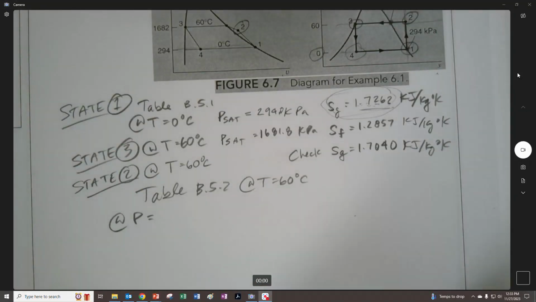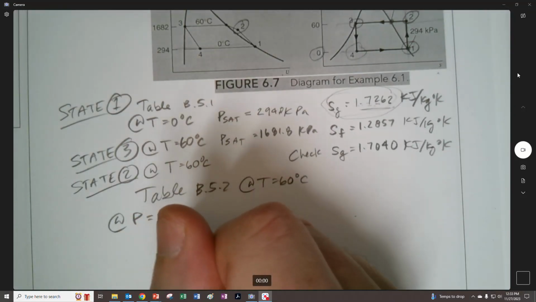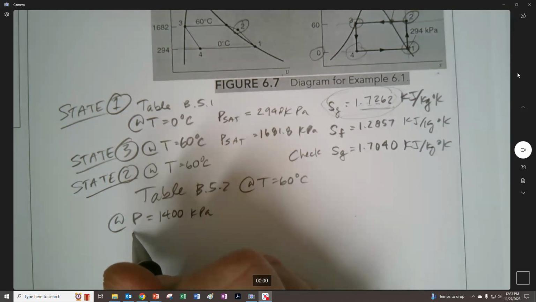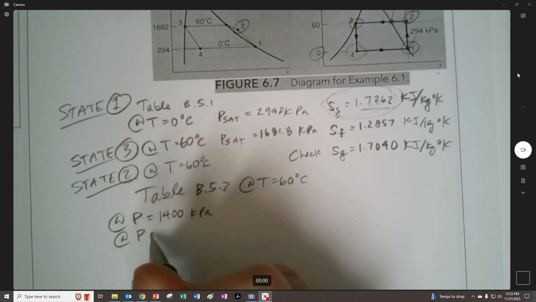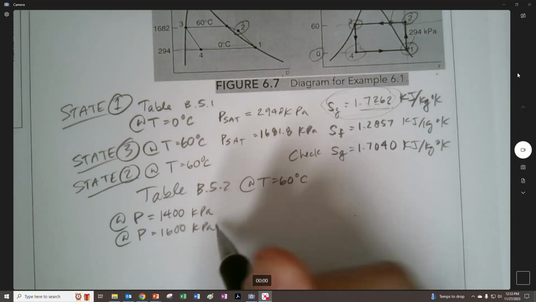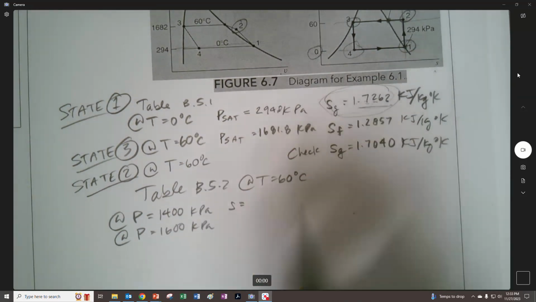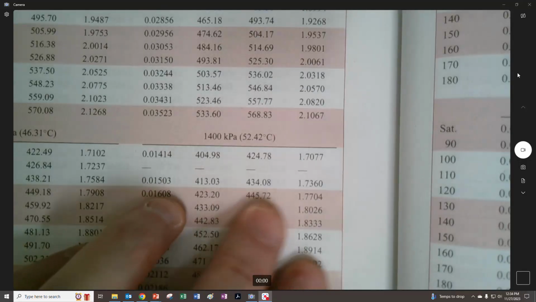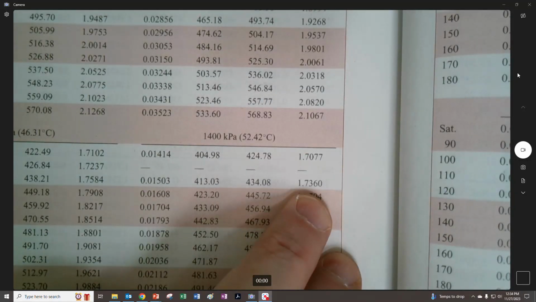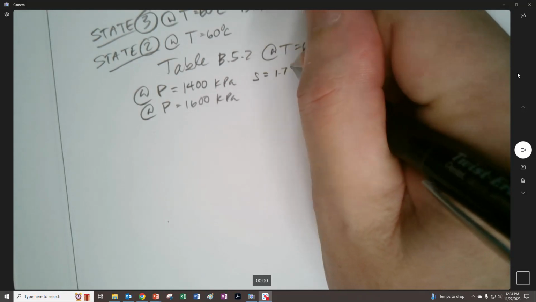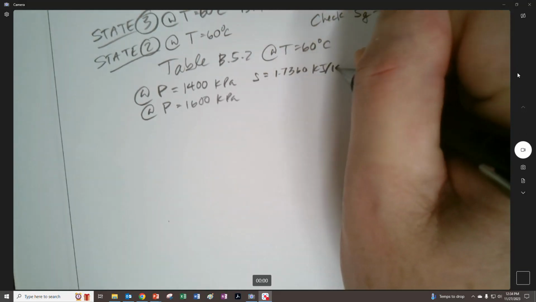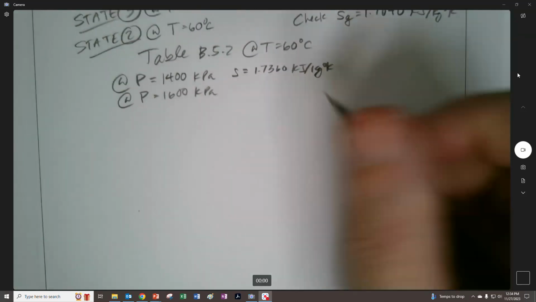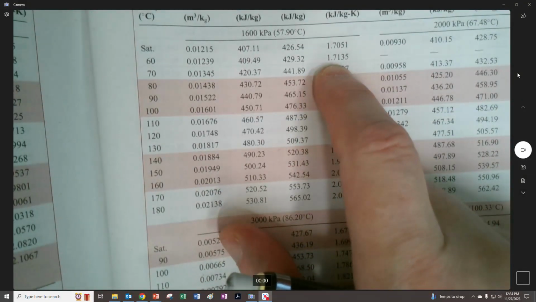So let's record what these are. At P equal to 1400 kilopascal, we get an S equal to 1.7360. And then at 1600, we have 1.7135.